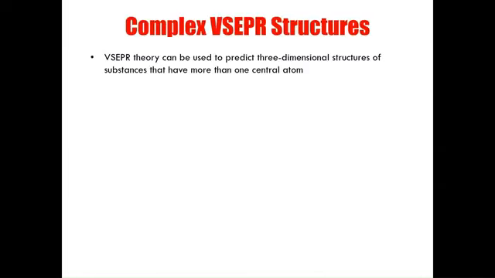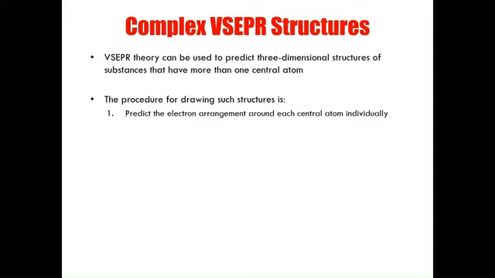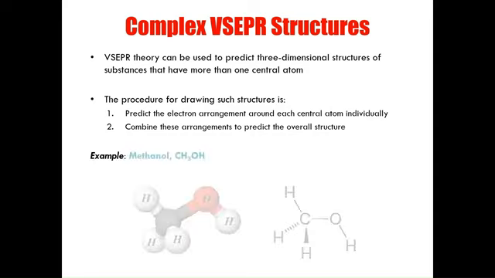VSEPR theory can also be used to predict the 3-dimensional structures of complex substances that have more than one central atom. The procedure for drawing such structures is to predict the electron arrangement around each central atom individually, and then combine these arrangements to predict the overall structure. An example of this would be methanol.